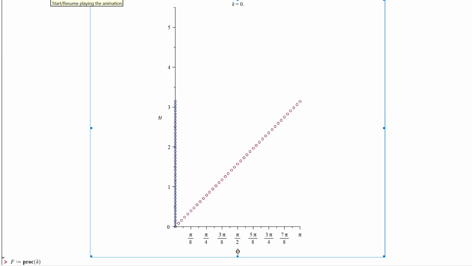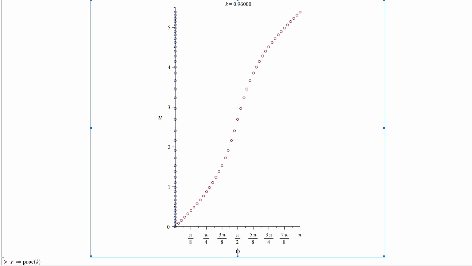So let's look at the stretching of u for different values of k. It's hard to see much happening for the small values of k, but then it starts to happen quickly. And again, there's the most stretching at phi equals pi over 2. That's where u is stretched the most. And again, I only went to 0.96. So u is stretched, almost no stretching at 0 and pi.